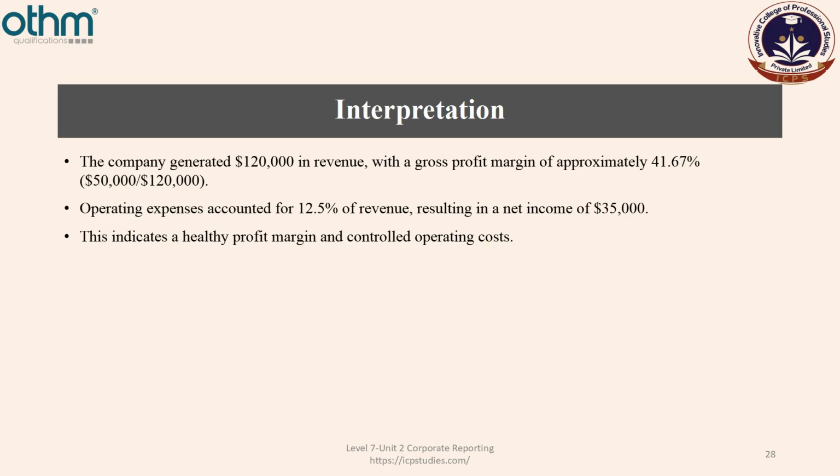Now we have the interpretation of that income statement, which means that the company generated $120,000 in revenue with a gross profit margin of approximately 41.67%. Then it has operating expenses accounting for 12.5% of revenue, resulting in a net income of $35,000. So this indicates a healthy profit margin and controlled operating costs.